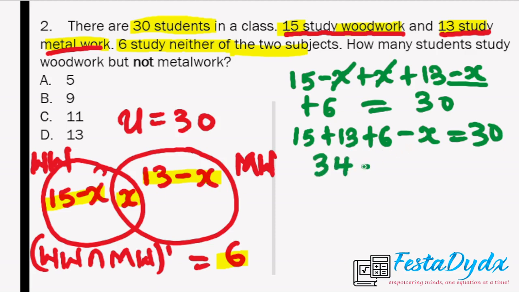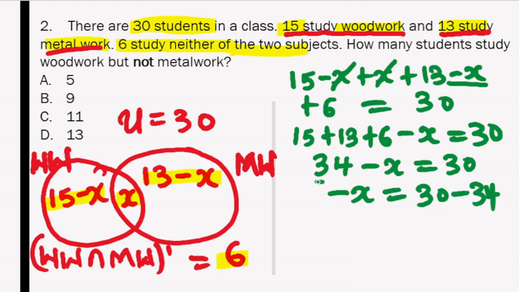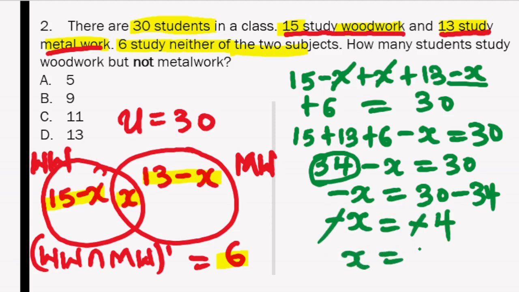Now we have 34 minus x equal to 30. Collecting like terms, minus x is equal to 30 minus 34. When 34 crosses the equation sign, it becomes minus 34. So minus x is equal to minus 4. Cancel the minus from both sides, then we'll have x is equal to 4. So the value for x.